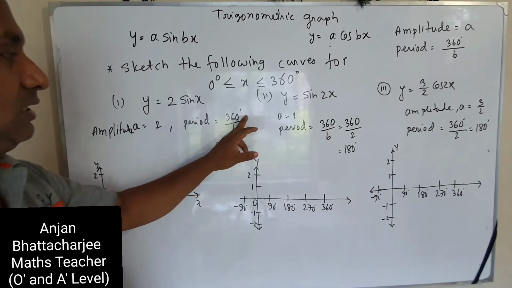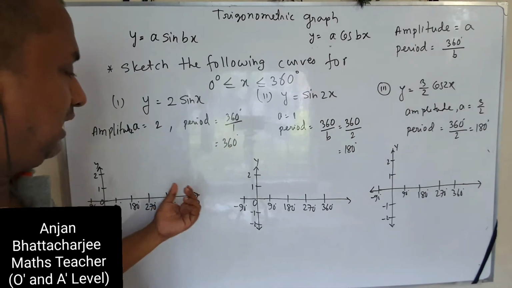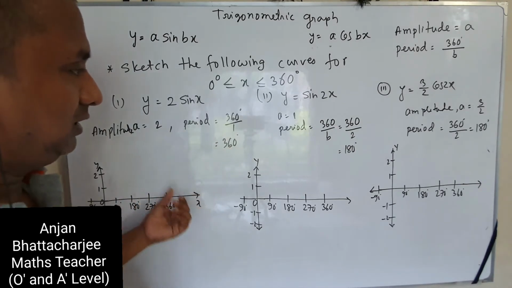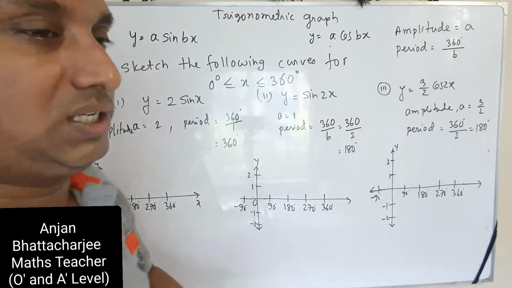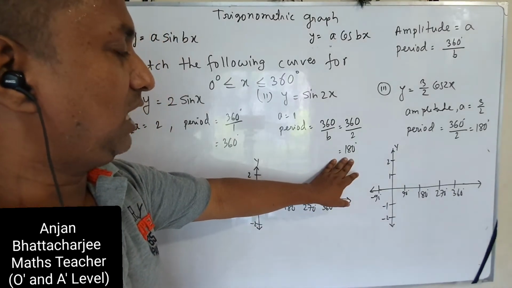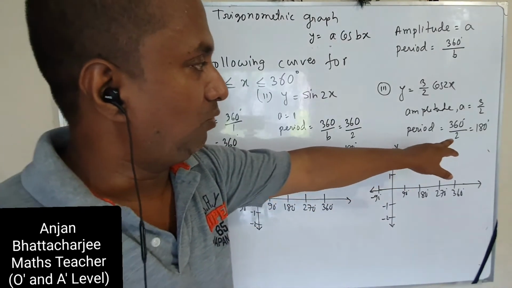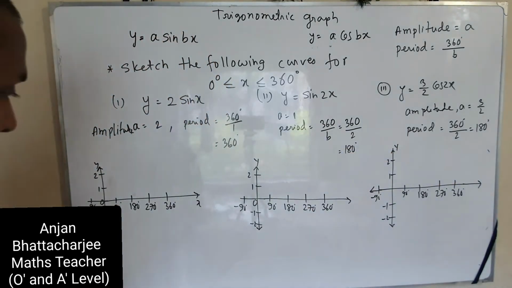Now the period is 360, which means it will repeat the same curve after 360. Here it is 180, so it will repeat the same thing after 180.